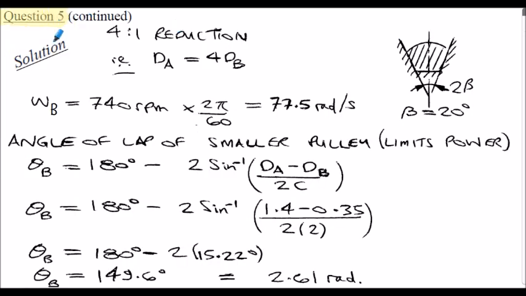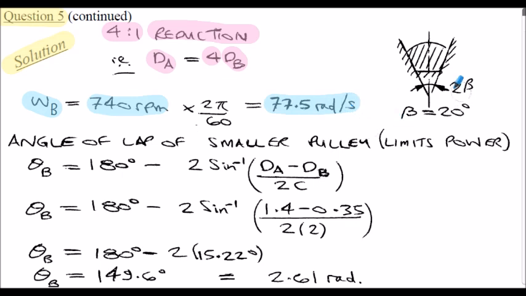Question 5, solution continued. Just repeated the 4-to-1 reduction speed ratio. In mathematical notation, the diameter of pulley A, the driven pulley in this case, is 4 times the diameter of pulley B, the driving pulley. You can calculate the speed of the driving pulley, omega B. We're given in the question the angular velocity in RPM, so I converted that into radians per second here.